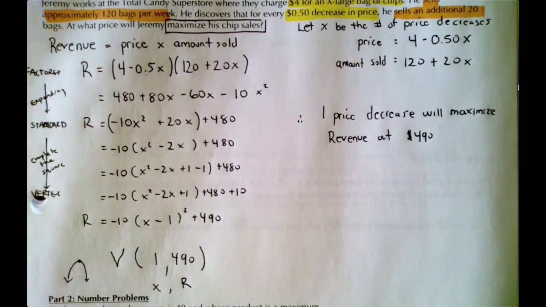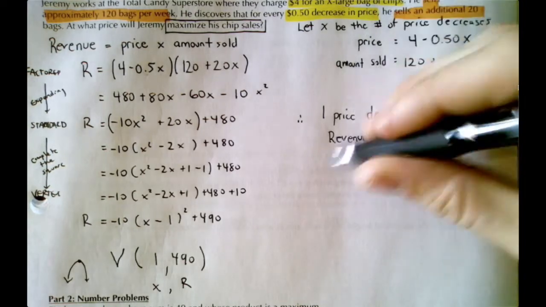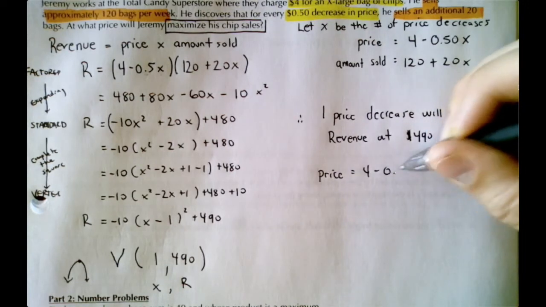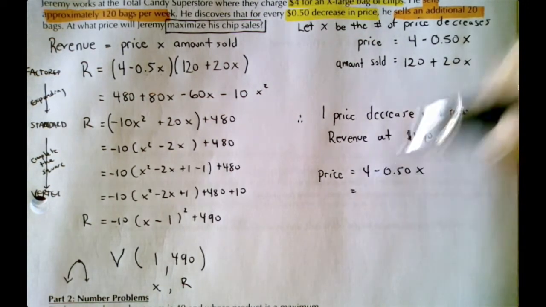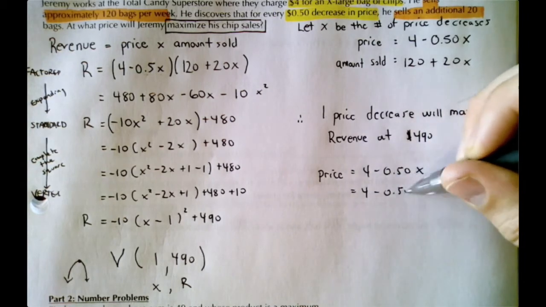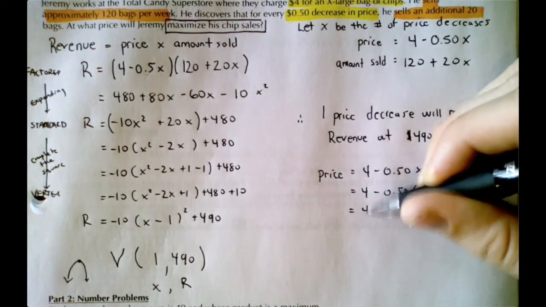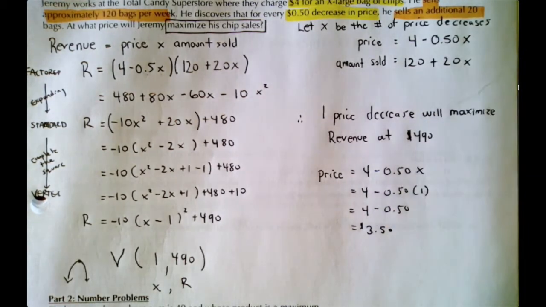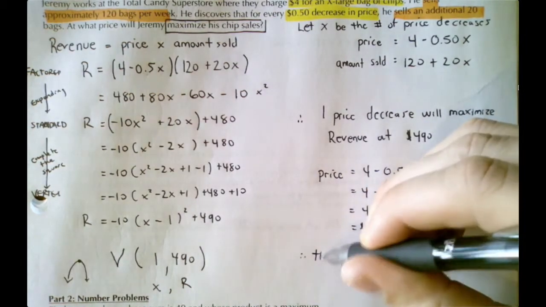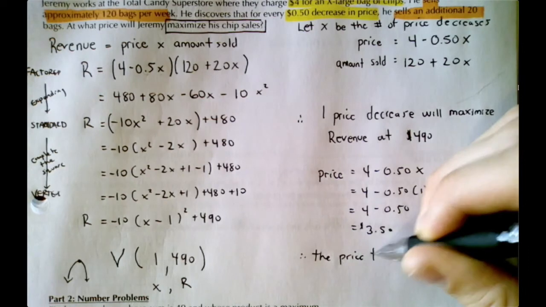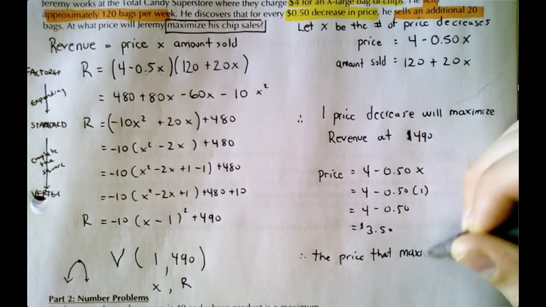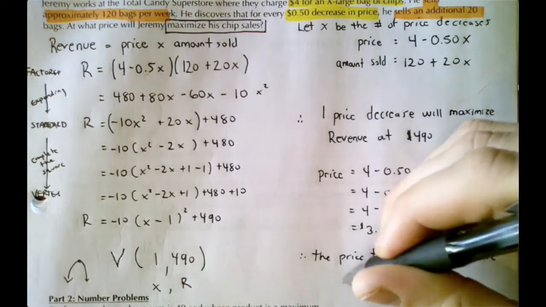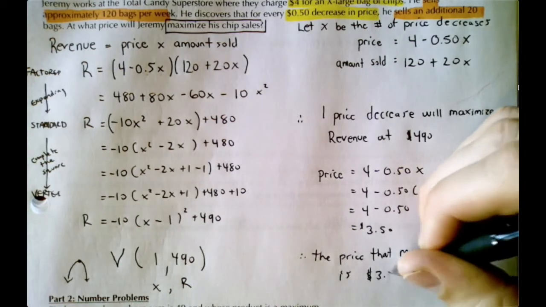The question says, what's the price? Well, we can just use our price equation. Price equals 4 minus 0.5x. We just found our x was 1 price decrease. So we got 4 minus 0.5, which is 3.50. So therefore, the price that maximizes revenue is $3.50.